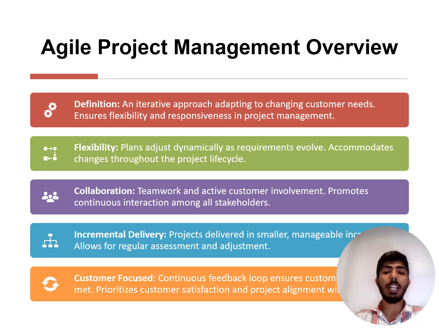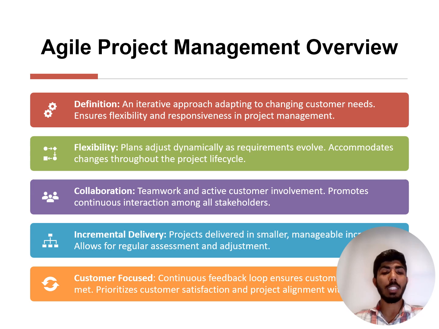Let's talk about agile project management. What is it? Agile project management is an iterative approach that adapts to changing customer needs. Imagine you are building a giant Lego castle. Instead of waiting until it is completely built to show your friend, you show them after every few steps, get their feedback, and make changes as needed. This way, you ensure they love the final castle. Agile is all about flexibility, collaboration, incremental delivery, and keeping the customer happy basically.